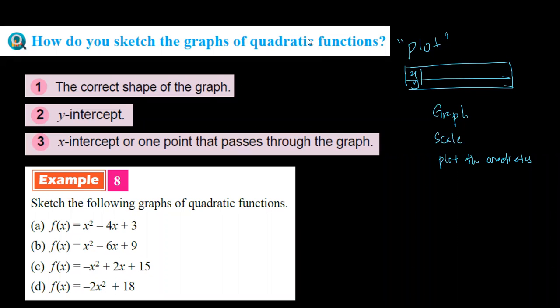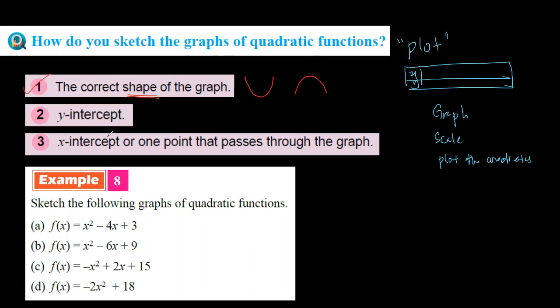Which three matters? Firstly, for a quadratic function, we learned that it could be a smiling graph or a crying graph. This means the shape. You must make sure the shape is correct. If it is a smiling graph, then it must bend up. And if it is a crying graph, it should bend down. So the first thing is the shape.